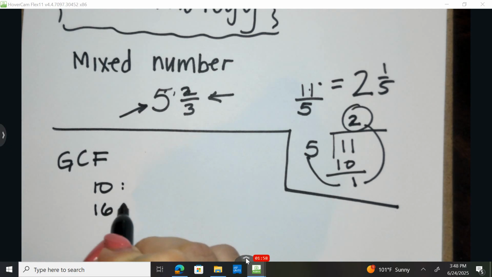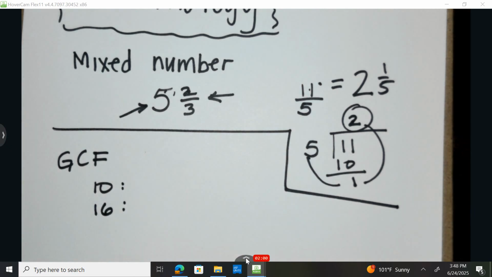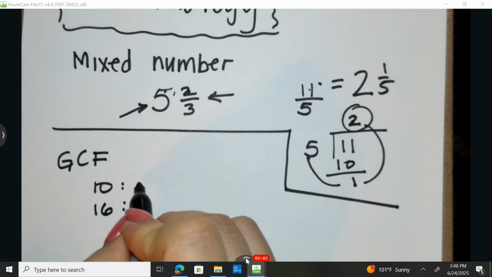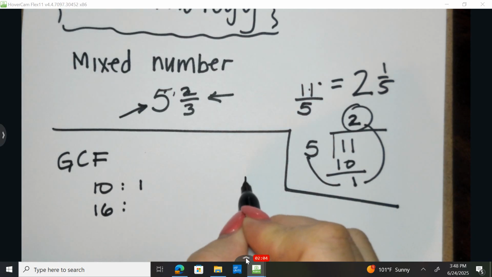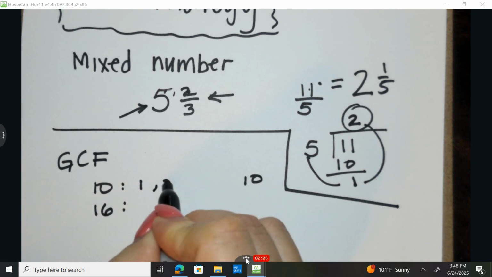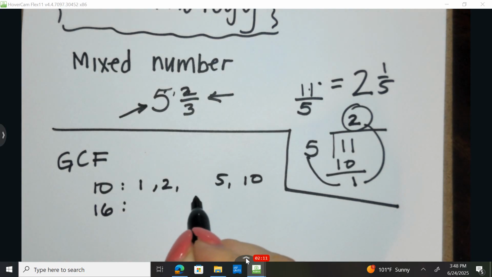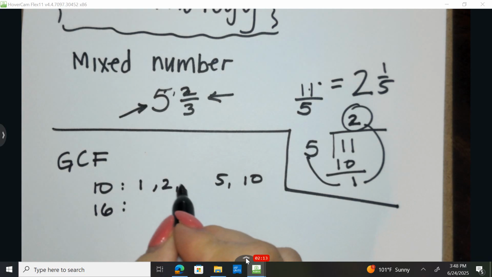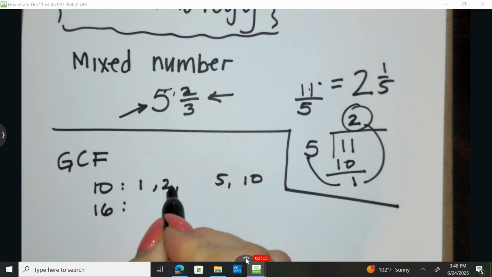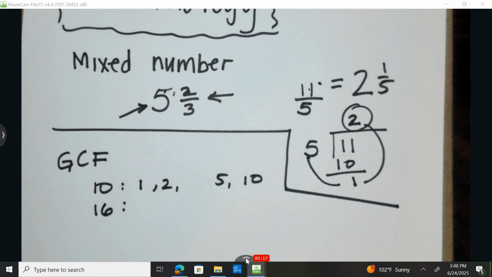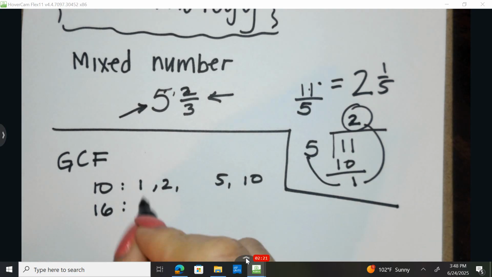So greatest common factor, I'm going to write down all the factors of 10. To achieve that, in my mind, I'm going 1 times 10 is 10, and 2 times 5 is 10. Now, in between 2 and 5 are two whole numbers, 3 and 4. 3 does not evenly divide into 10, and 4 also does not evenly divide into 10, so I've listed all the factors of 10. Let's go on to 16.